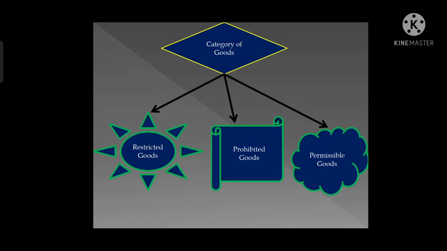Permissible goods: goods which are permitted for import and export without any approval from any authority. It means these goods are free to import and free to export.